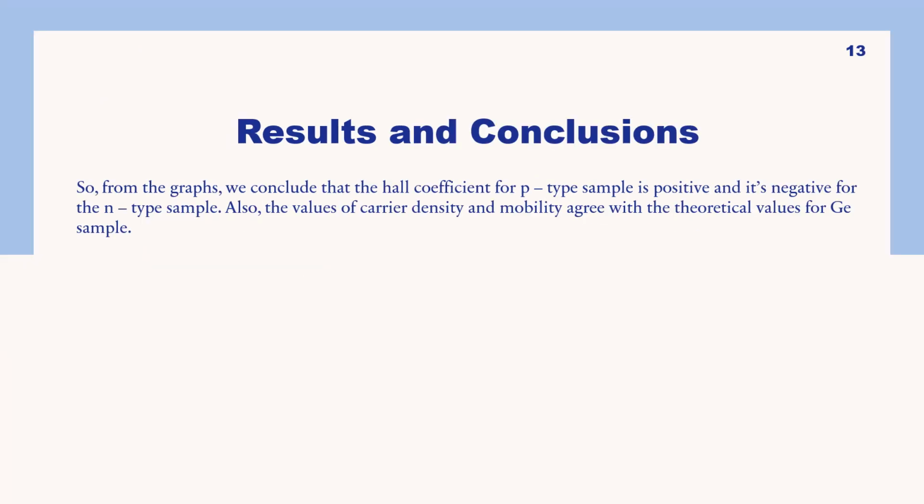So from our experiment, we found out that the value of Hall coefficient is positive for P-type semiconductor samples and it's negative for N-type semiconductor samples. And we found out the charge carrier density and carrier mobility for both types of samples, and those values agree with the theoretical values. And we also noted that the values of Hall coefficients do not change for the range 0 to 10 milliampere Hall current for both the samples.